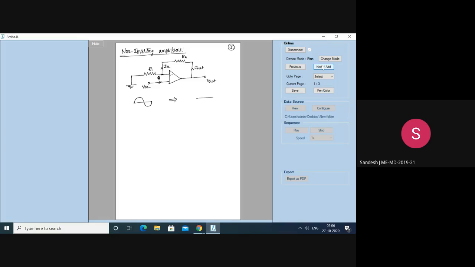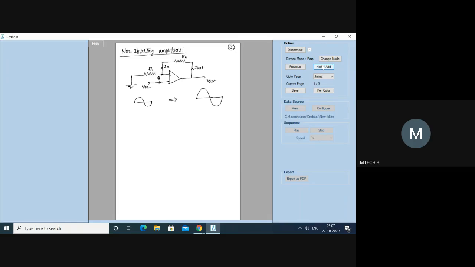Yes, sir. Now, what is the output? Is it out of phase or in phase? In phase. So the output is going to be in phase, but the level of the voltage is going to be higher. This is what is called the non-inverting amplifier. Just write down whatever I am going to say. Non-inverting amplifier, let's write the definition.